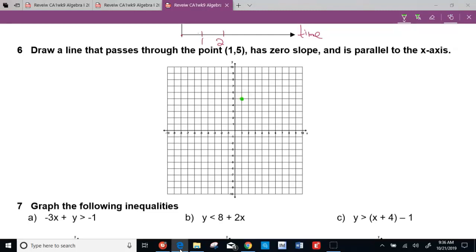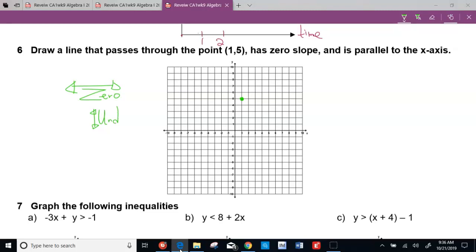Has to have a 0 slope. Well, you have two kinds of special slopes: either the flat or the straight up and down. Everything else has a number. A 0 slope is one that goes flat left and right. Remember, undefined goes straight up and down. So keep that in mind.